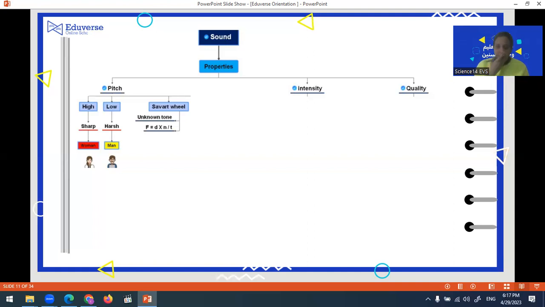And how can I find any unknown tone? If I heard any unknown tone and I want to know its pitch, is it high or low? So we have what? We have Sievert's wheel. Excellent, guys. We can use the Sievert's wheel, knowing the frequency, and finally we can find the pitch of the unknown tone. But what is the law of Sievert's wheel? It's very important. The frequency equals the number of cycles or turns times the number of teeth of the gear of Sievert's wheel over the time taken.